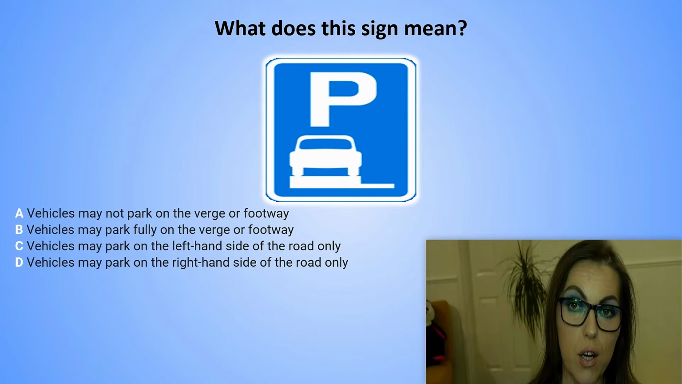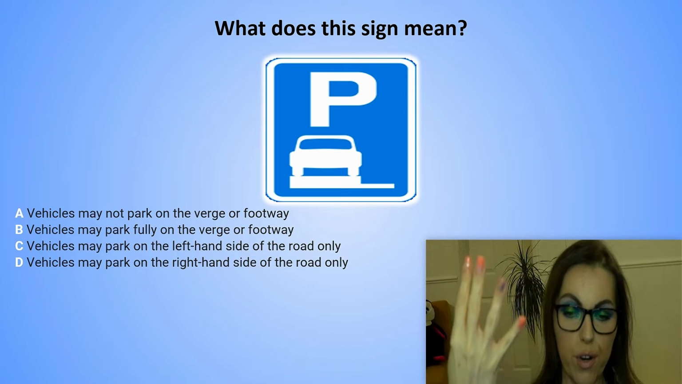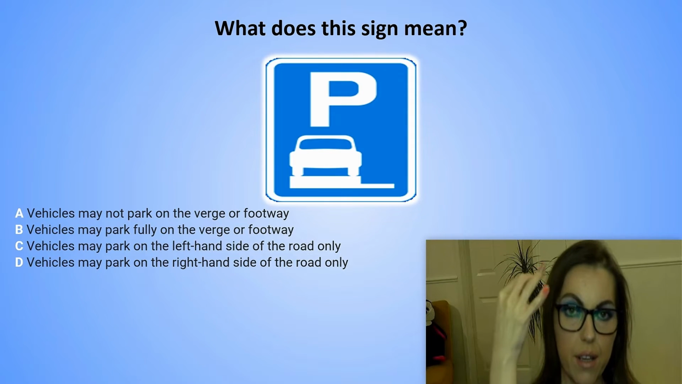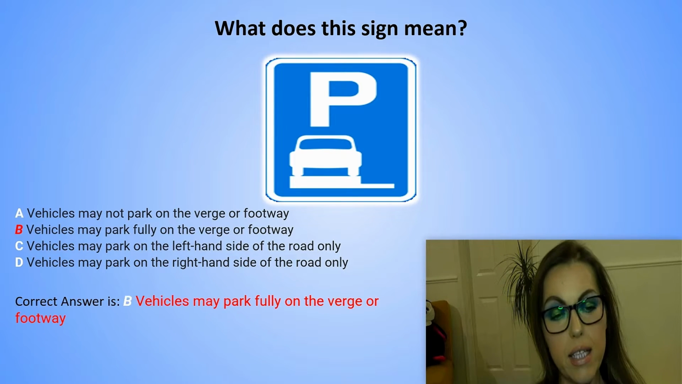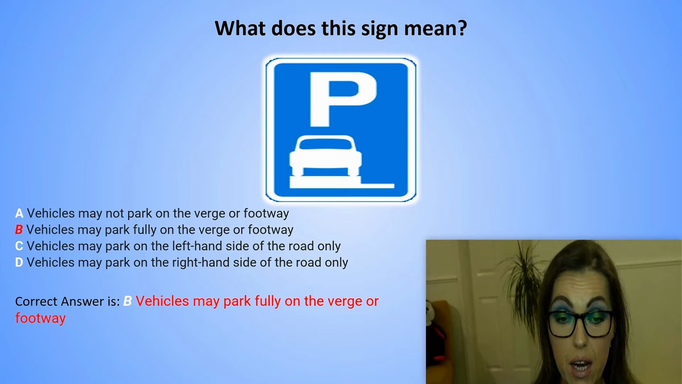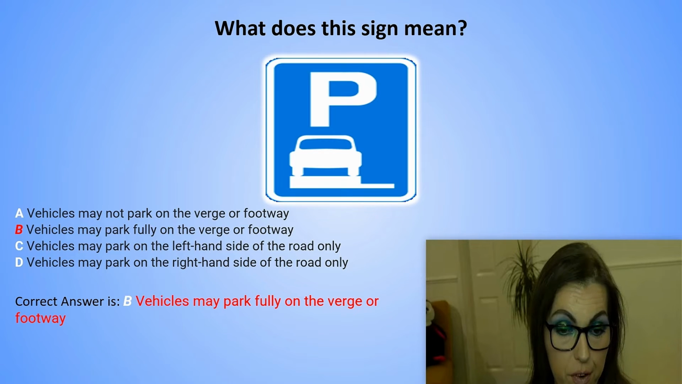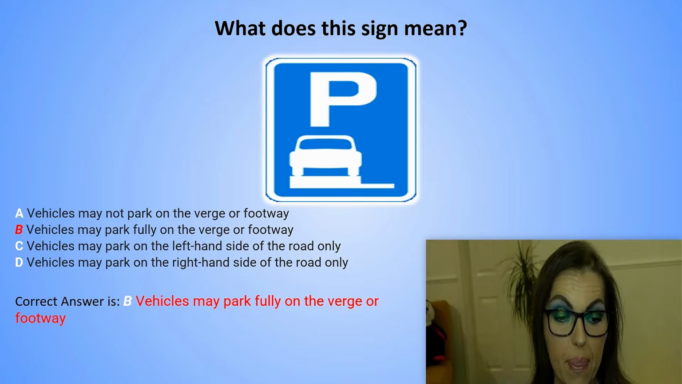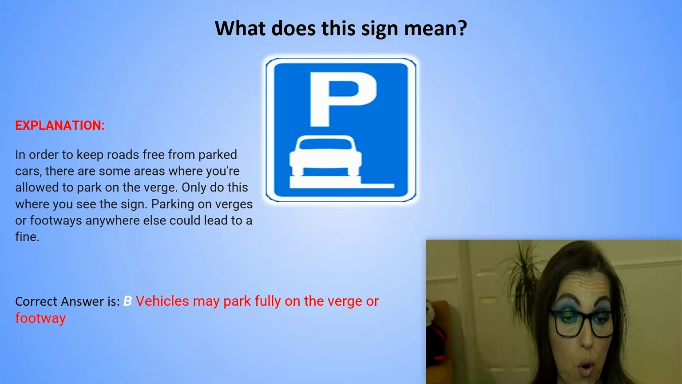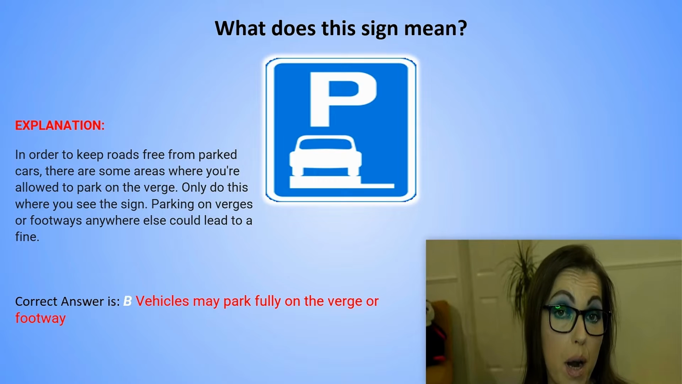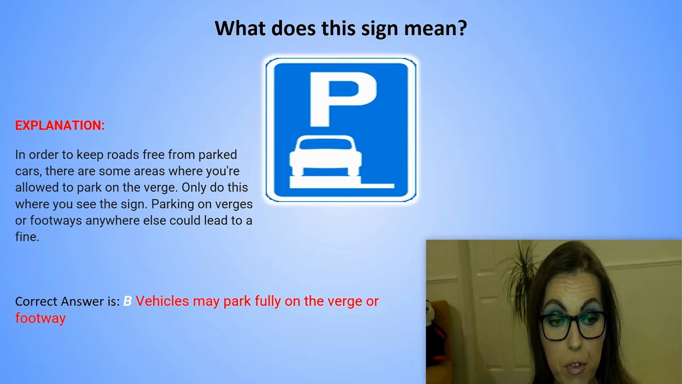And the countdown. 5, 4, 3, 2, 1. The correct answer is B. Vehicles may park fully on the verge or footway. Explanation. In order to keep roads free from parked cars, there are some areas where you are allowed to park on the verge. Only do this where you see the sign. Parking on verges or footways anywhere else could lead to a fine.